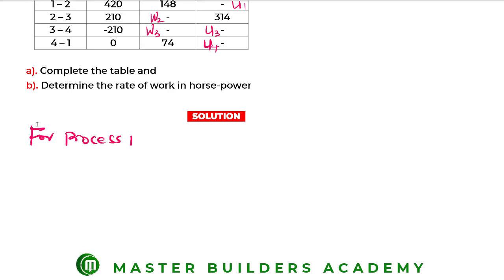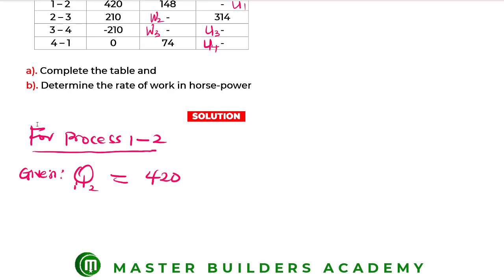For process 1 to 2. All right, we are going to make this very short in order not to write long sentences. What are we given in this process? What we are given is Q1 to 2 as 420 kilojoule per minute. And under this process again, we are given the work done between 1 to 2 as 148 kilojoule again per minute. All right, so this is what we have.